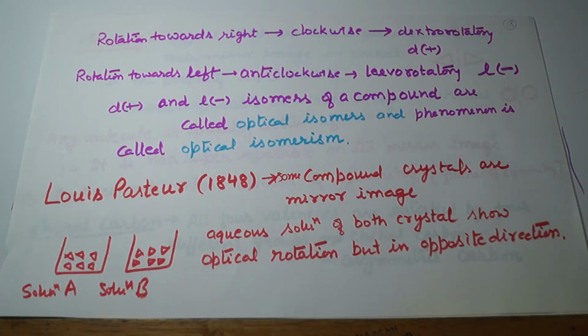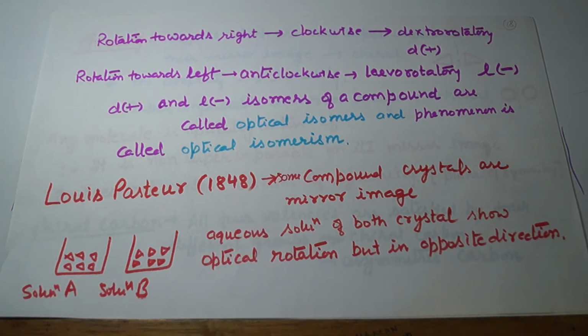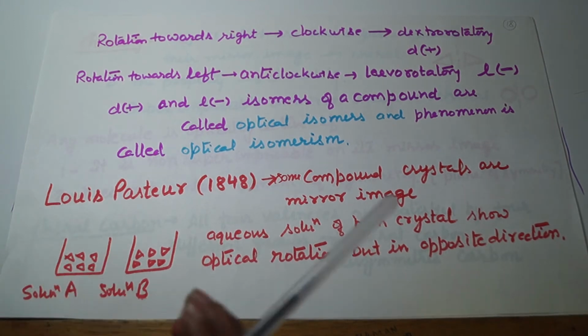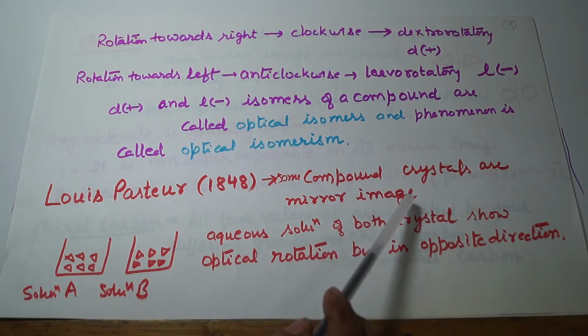Now, from where did this concept of optical activity or optical isomerism come? For that you have to go back, and I'll tell you a story about Louis Pasteur. In 1848, Louis Pasteur was working on crystals, and he found that certain compounds have crystals that are mirror images of each other.